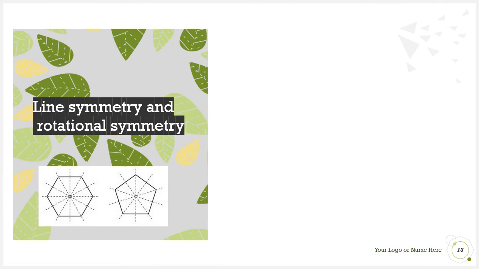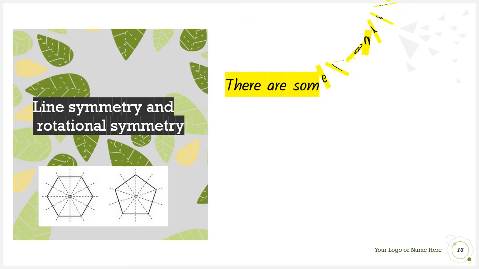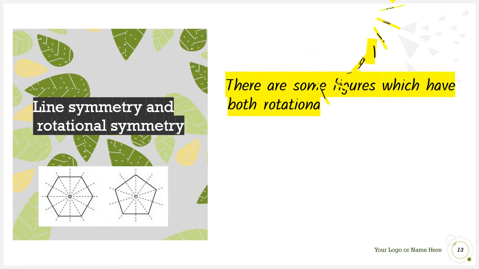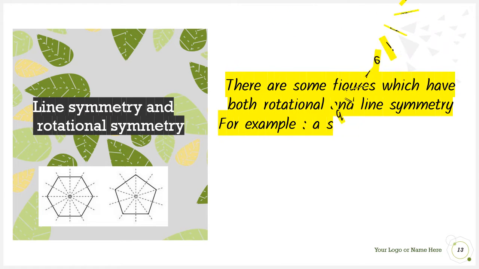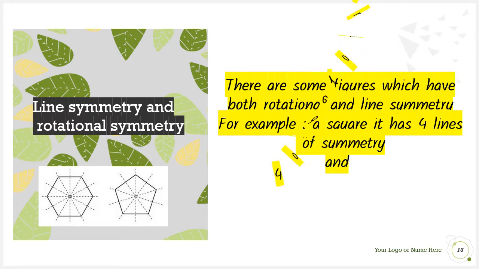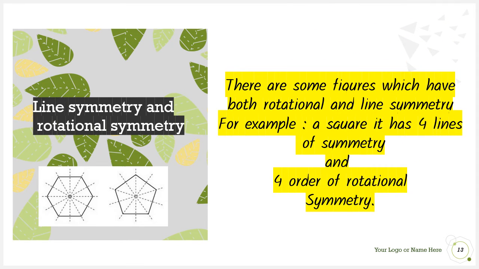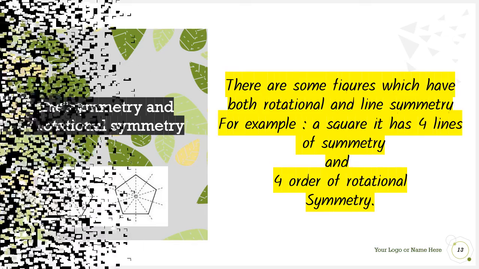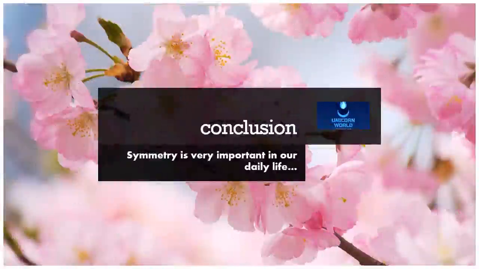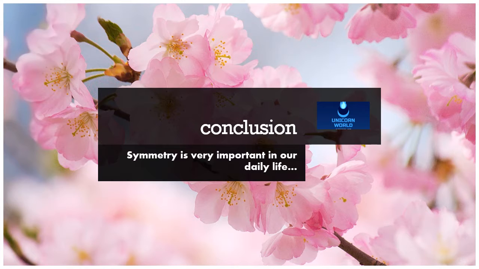Line symmetry and rotational symmetry. There are some figures which have both rotational and line symmetry. For example, a square. It has 4 lines of symmetry and order 4 of rotational symmetry, right? And all the polygons, right? Conclusion. Symmetry is very important in our daily life and it's very interesting.